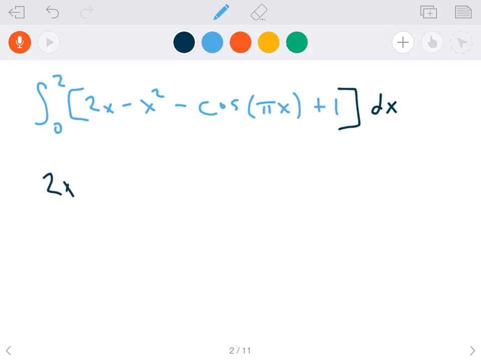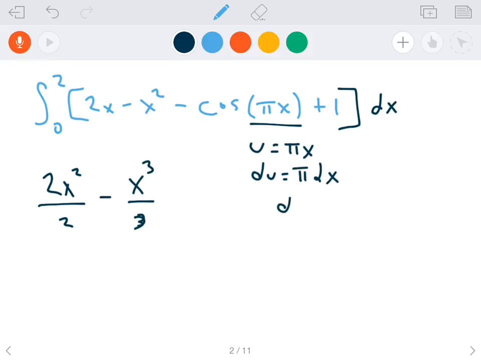So this is 2x squared over 2 minus x cubed over 3. To integrate the cosine term, I technically have to do u substitution, but it turns out to not be a huge deal. I can say u is pi x, and then du is just pi dx. If I solve for dx, that gives me du over pi. So it just tells me I need to put a 1 over pi out front. So I'm going to put that 1 over pi here, and then I've kind of made a mess of that, so I'm going to move it out of the way and keep going.